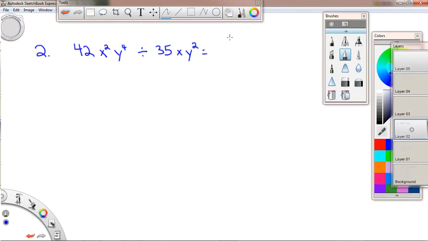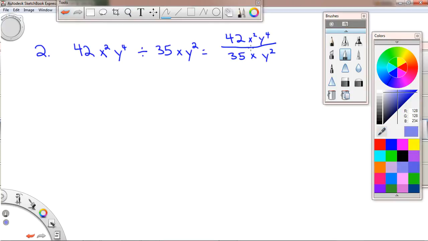So this is going to be equal to 42x squared y to the 4th over this expression here, which is 35x y squared. And now we're going to do the same thing we did in the other problem. We're just going to separate this out in our head. I'm going to draw this. I don't want you to draw this, but I'm separating this problem kind of like this.